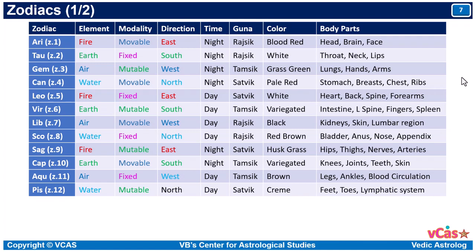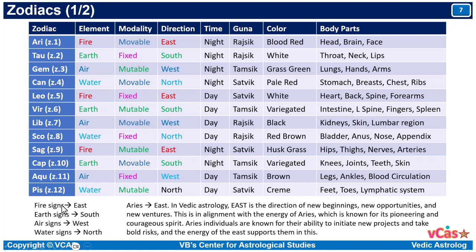These run in sequence like Z1, Z2, etc. up to Z12. They have features like element, modality, direction, and so on. From this chart, we can say that the fire signs are Aries, Leo, and Sagittarius. Similarly, the movable signs are Aries, Cancer, Libra, and Capricorn. The modality is heavily used in Vedic astrology to determine the zodiac aspects.